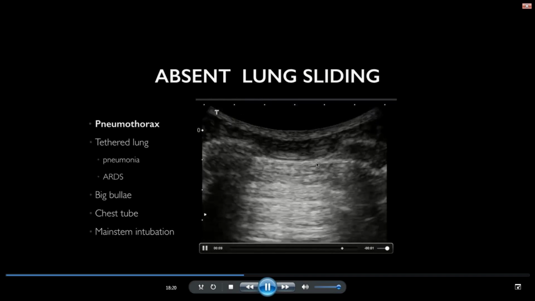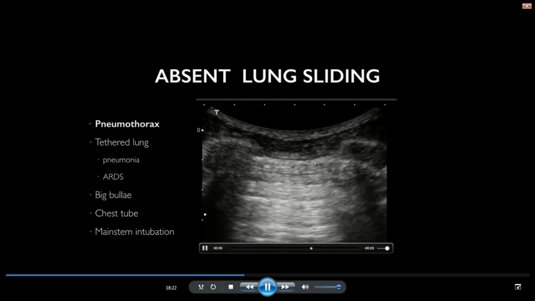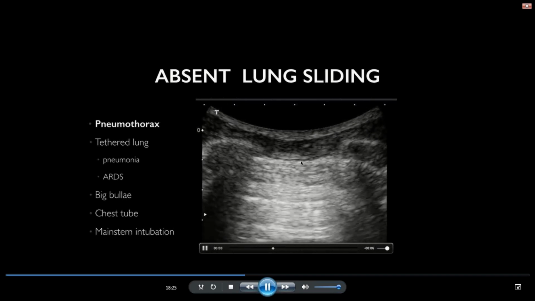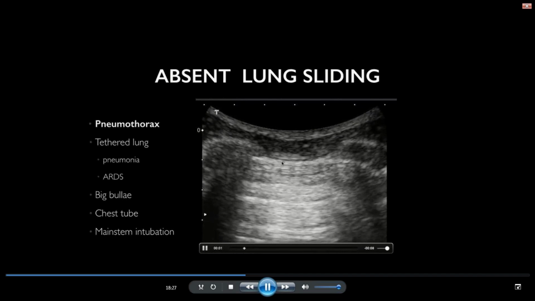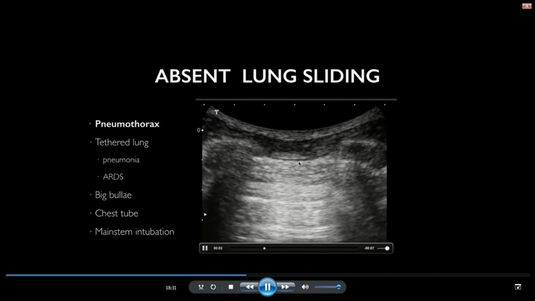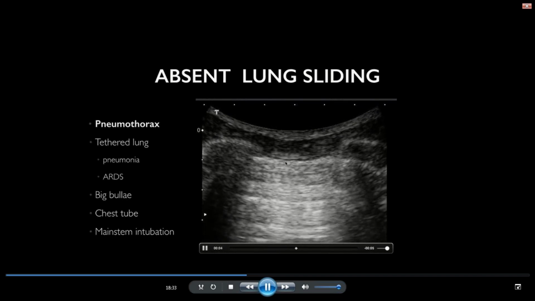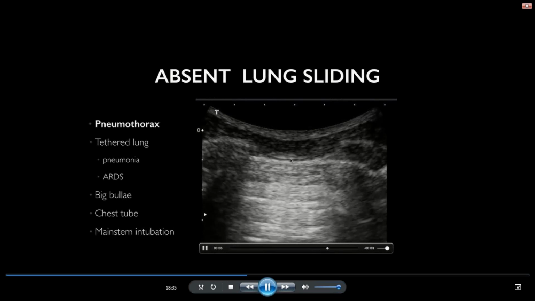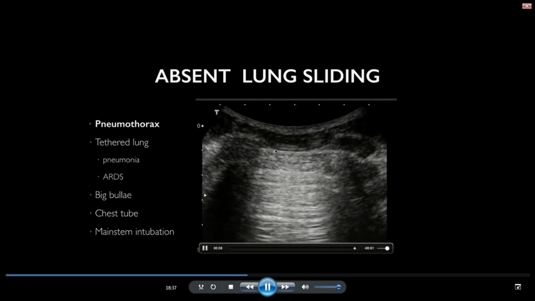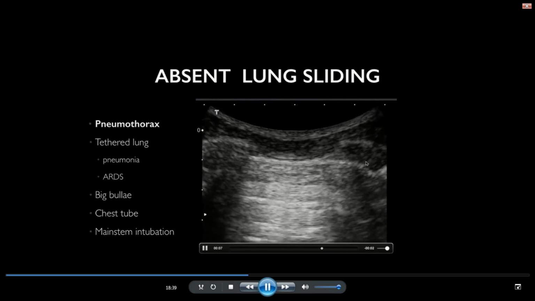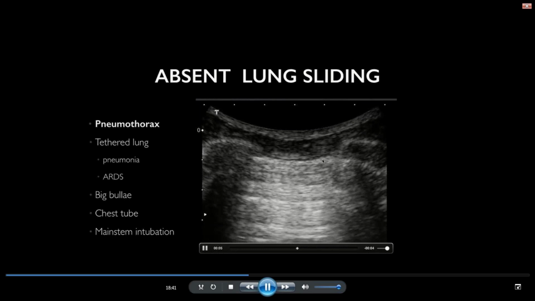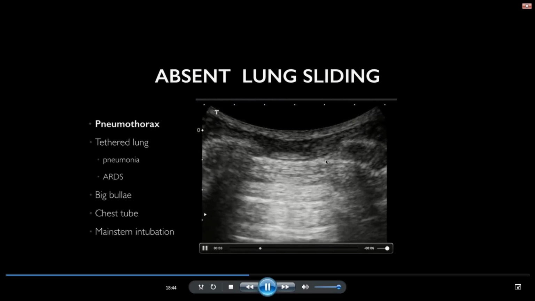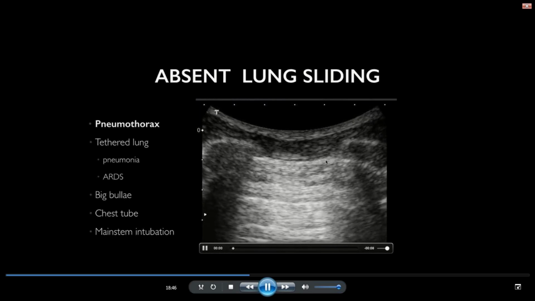So if you recall, in a normal lung, the visceral parietal pleural interface is seen as a shimmering or a sliding structure, also known as lung sliding or a pleural slide. So once again, in this image, which is a longitudinal image, here is the rib above, the rib below, and we are struck by the absence of lung sliding. What does this tell us?